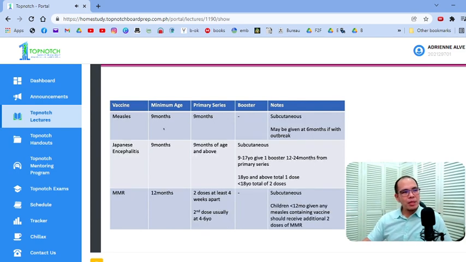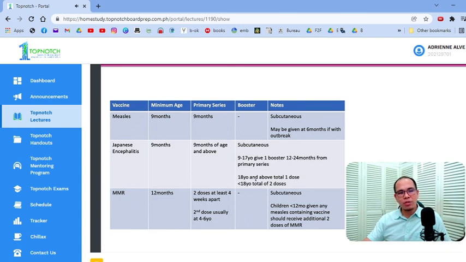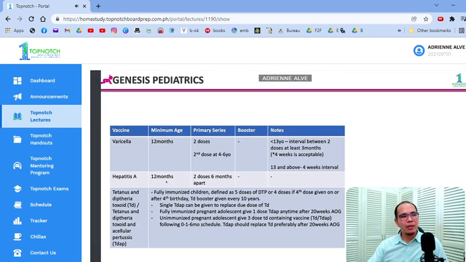Okay? Measles is given at 9 months along with Japanese encephalitis. Okay? Booster ng measles usually ang susunod din yung MMR. Japanese encephalitis, there's another booster dose after 1 year. Okay? For less than 18 years of age. Pero pag more than 18 years, 1 dose lang. Okay? MMR is given at 12 months and then a booster at 4 to 6 years of age. Okay? Varicella, hepatitis A, that's given also at 1 year of age.